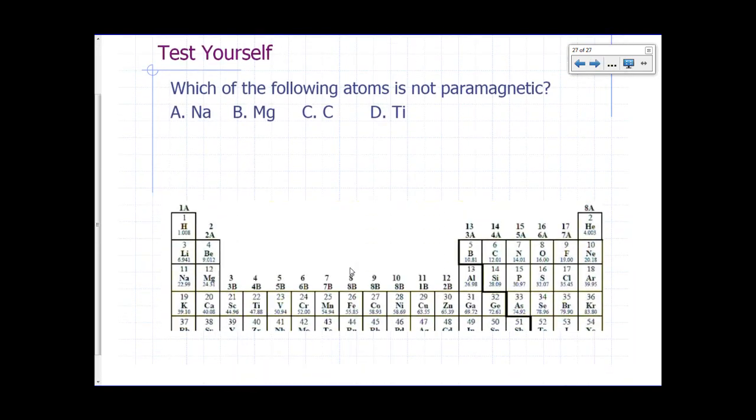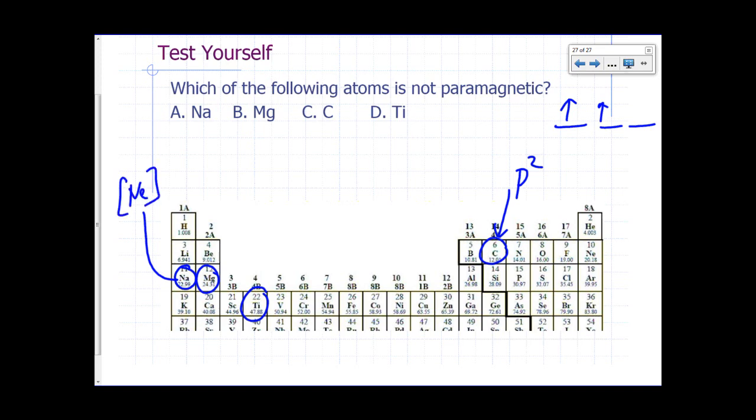So which of these is not paramagnetic? Sodium, magnesium, carbon, or titanium. You look at your valence configuration. Carbon is p2, so that's 2 unpaired electrons in a p subshell. The valence configuration for sodium, obviously 11 electrons, one of them has to be unpaired, right? So this is neon core, 3s1. So you have that 1 unpaired electron in the 3s orbital.